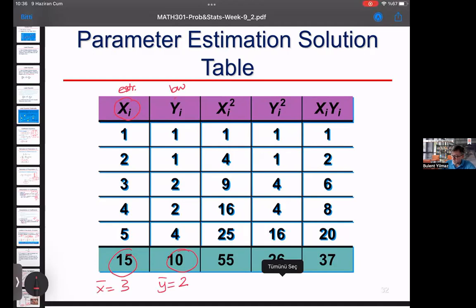How do I find the difference between xi and 3? It's going to be minus 2, okay? 1 minus 3 is minus 2, 2 minus 3 is minus 1, 3 minus 3 is 0, 4 minus 3 is 1, 5 minus 3 is 2. For y, 1 minus 2 is minus 1, minus 1, 0, 0, and 2.